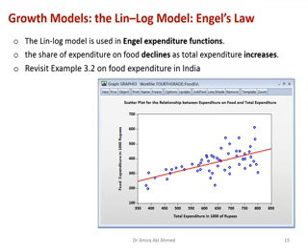The lin-log model is used in Engel expenditure functions. According to Engel, the total expenditure that is devoted to food tends to increase in arithmetic progression as total expenditure increases in geometric proportion. In other words, the share of expenditure on food declines as total expenditure increases. Let's revisit example 3.2 on food expenditure in India that we have previously discussed. As a first approximation, we employed the OLS method to estimate a model that is linear in variables, both the regressor and the regressand.